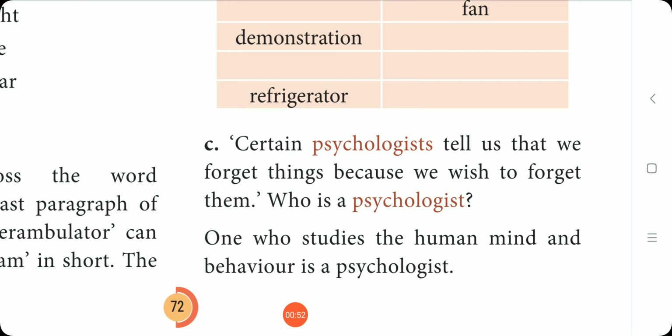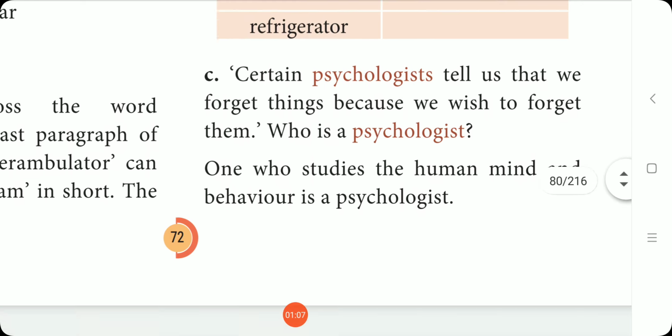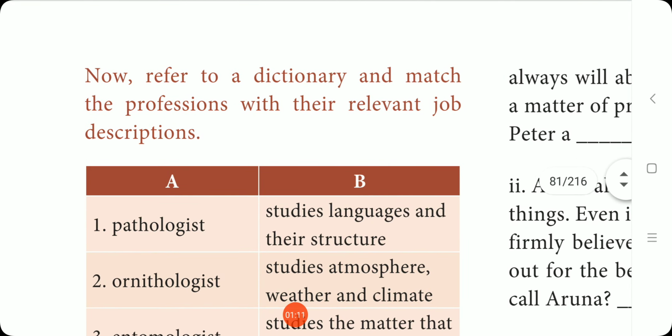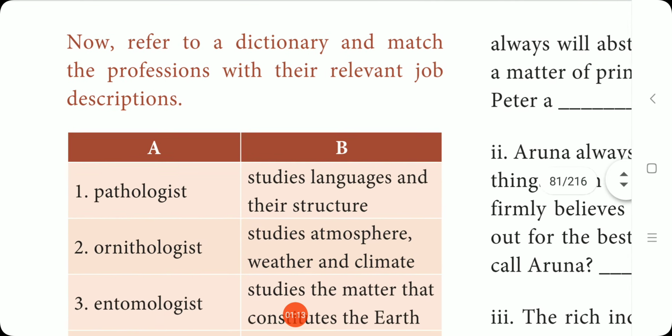Certain psychologists tell us that we forget things because we wish to forget them. So, some psychologists say that we are forgetting things because we wish to forget them. That's why we are forgetting. So, who is a psychologist? A psychologist is a person who studies the human mind and behavior. This will be asked in your 1 mark questions.